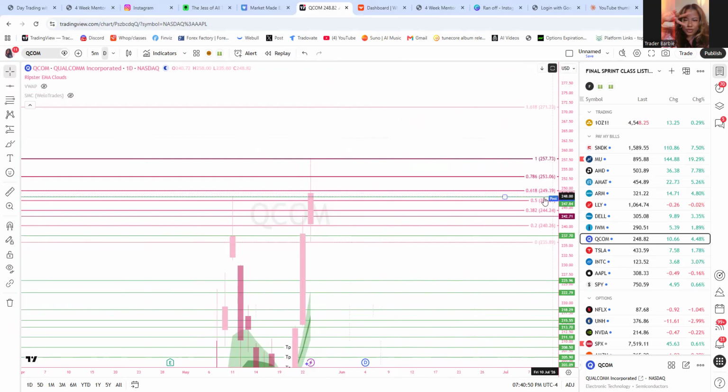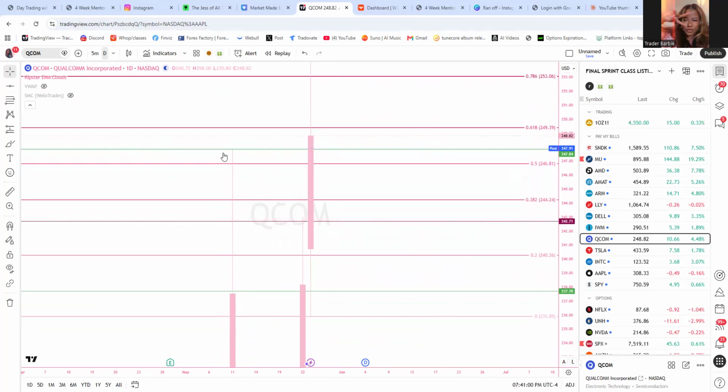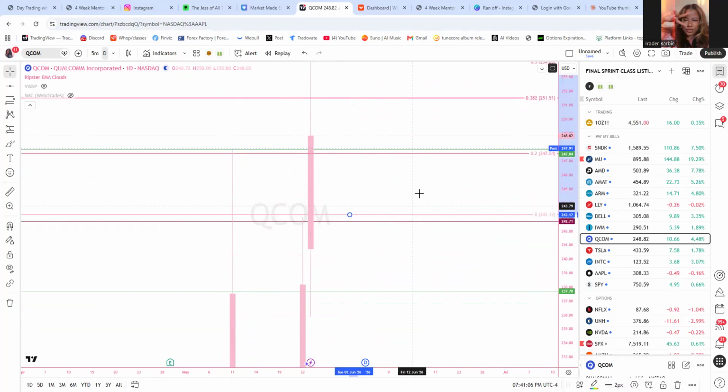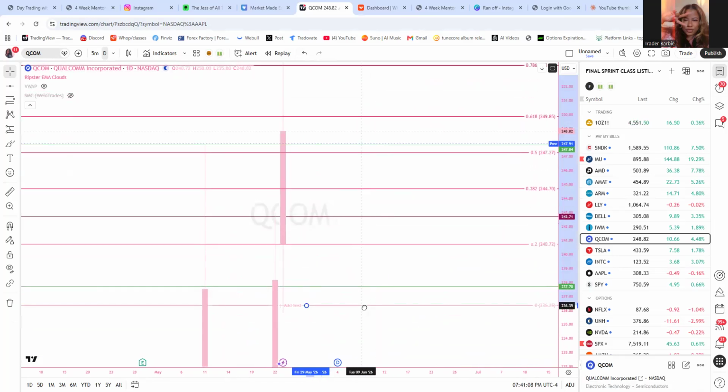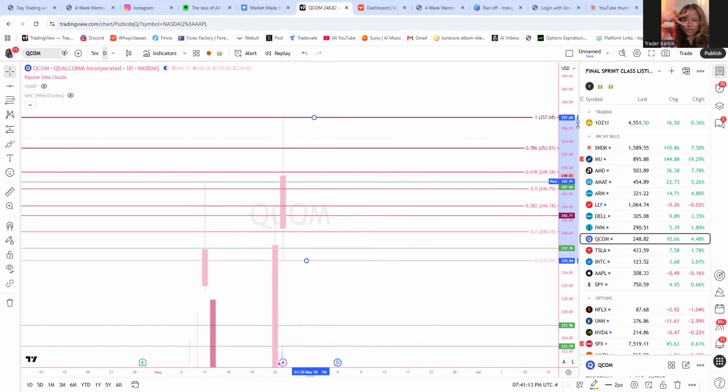But if not, and we start to break back beneath this 50% area and we keep coming, like we're already right here, this is very significant because we're right on a line that I have on the chart. We're literally on top of a line that I already have marked. If we start to break back down, then I will be looking at downside action on QCOM.